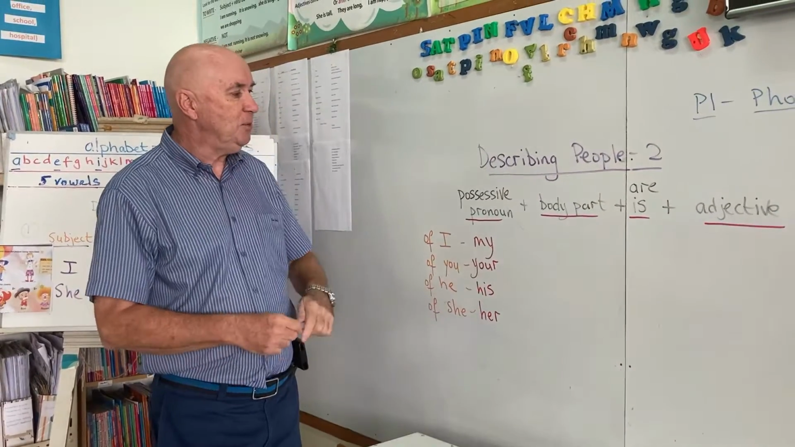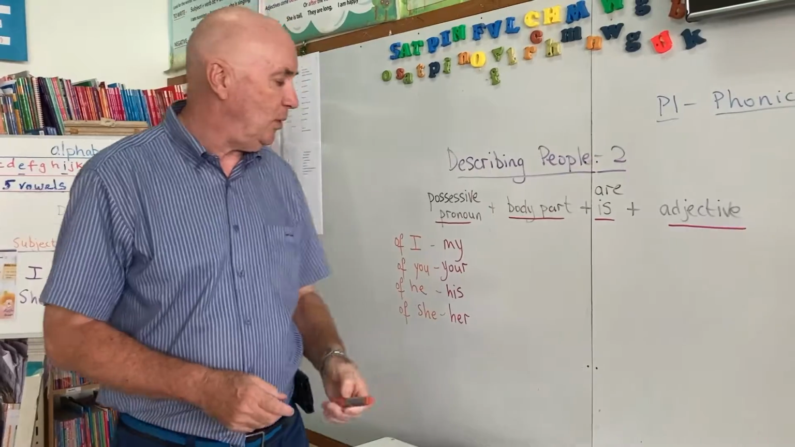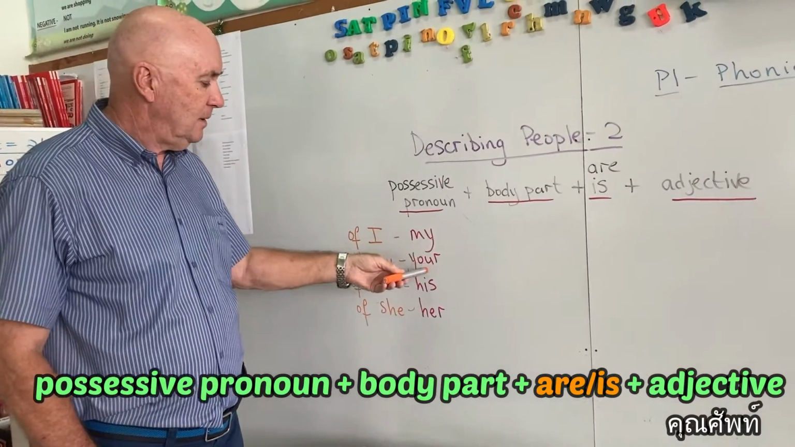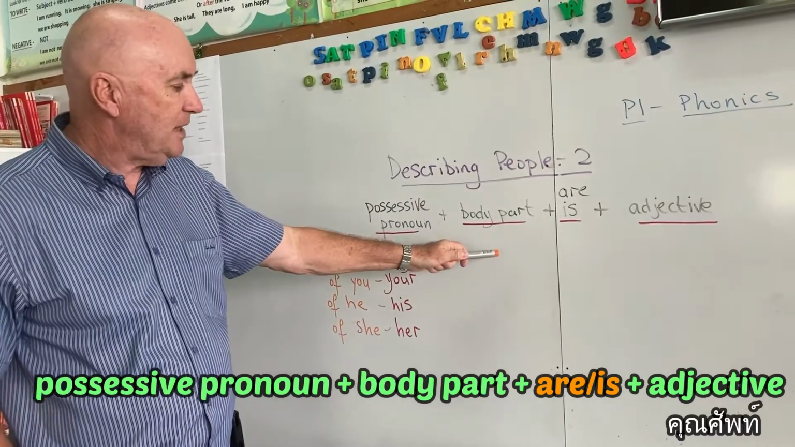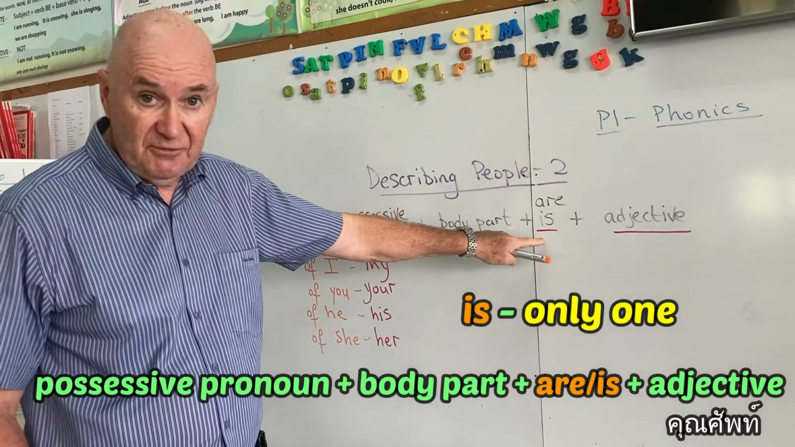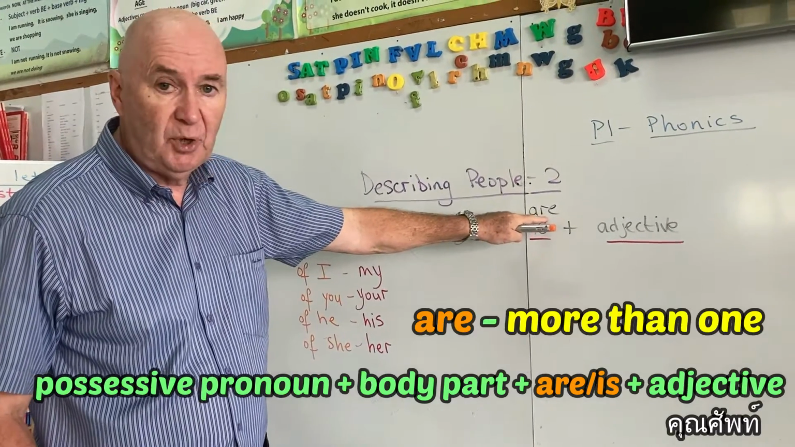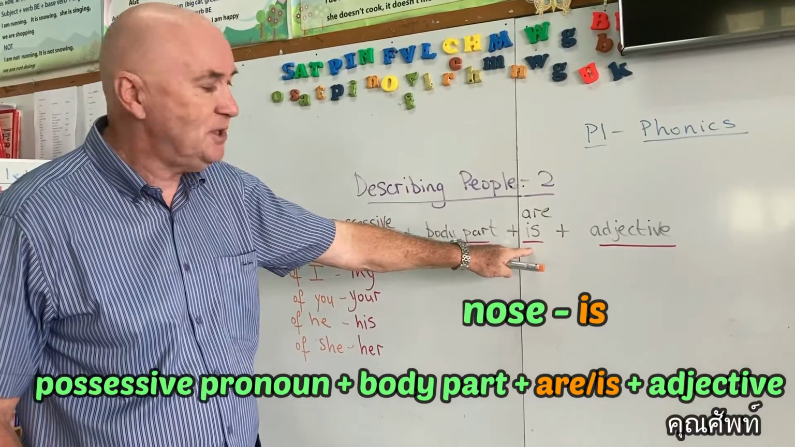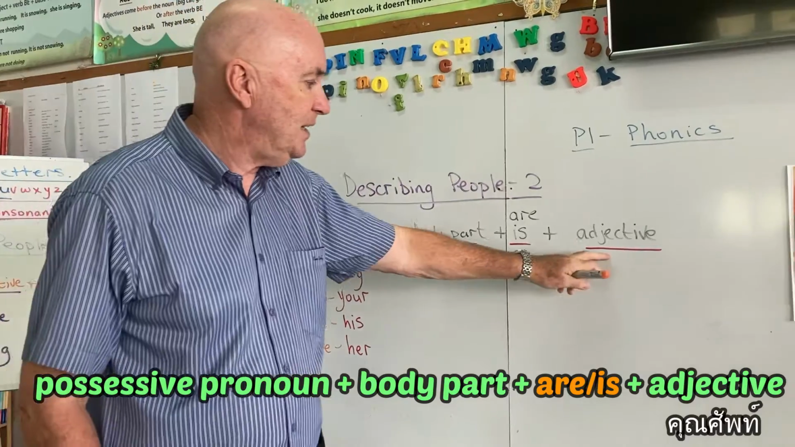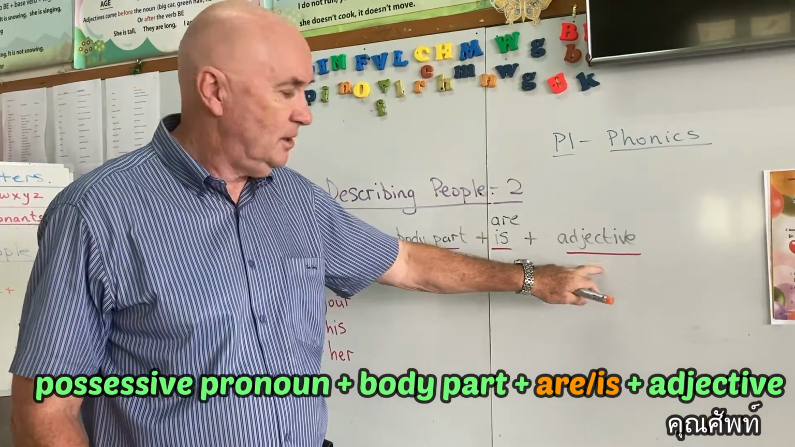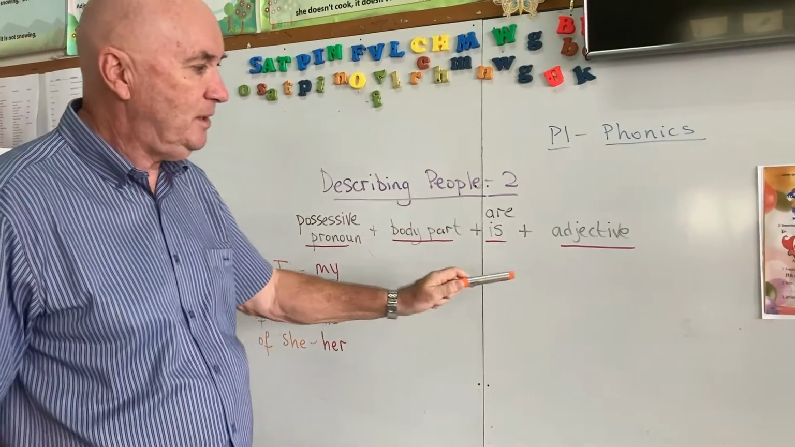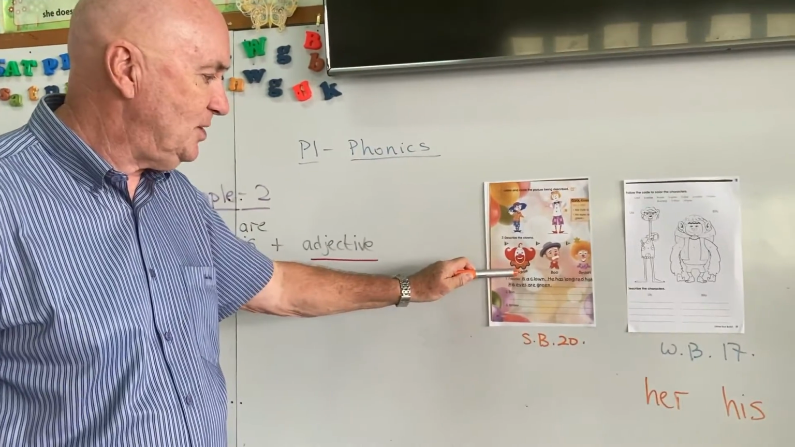So when we use these words, this is how we talk about people. We say who we're talking about, and then the body part, hair, nose, eyes, is or are, is for one, are for more than one, so we'd use is for nose, or are for ears or eyes, and then our adjective, the colour or what it looks like. So let's try this with our clowns from page 20.